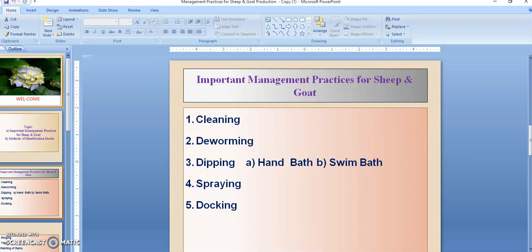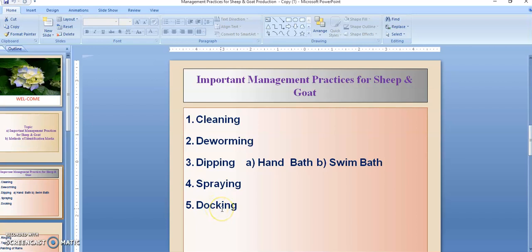The next important management practice is called spraying. It comprises spraying a weak fly solution, applying the dip solution over the backs and sides of the animal. Spraying sheep and goat at regular intervals is very effective in controlling ticks, especially in tropical countries. The next important management practice is called docking.